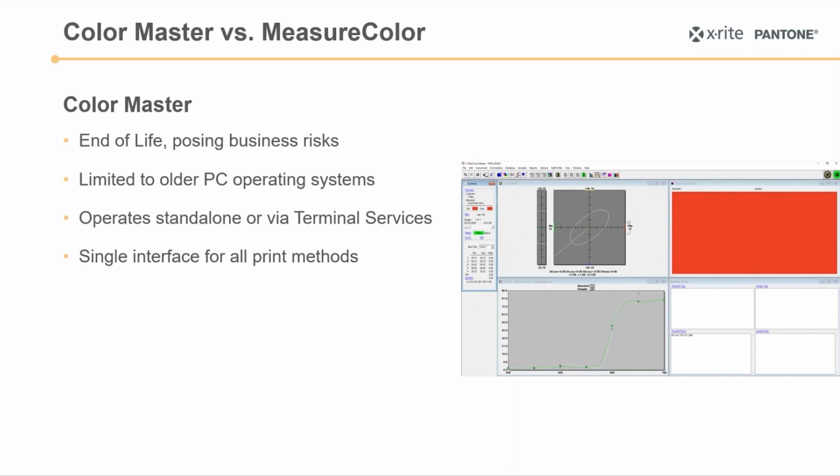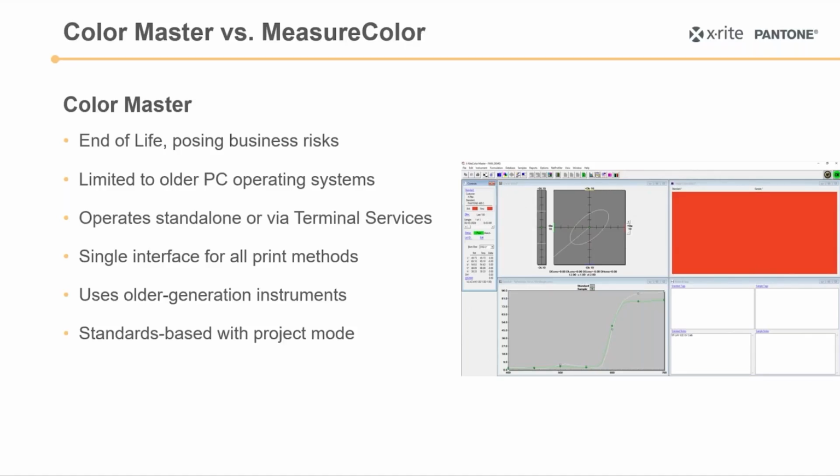As you know Color Master, you're familiar that it is a single interface for all print methods. So no matter if you're an offset printer, flexographic printer, digital printer, or other, you have to use the same type of screen no matter what. There's nothing better adapted to your workflow. It also uses older generation instruments, meaning if you want to upgrade to the latest and greatest technology, Color Master unfortunately wouldn't be able to support that.